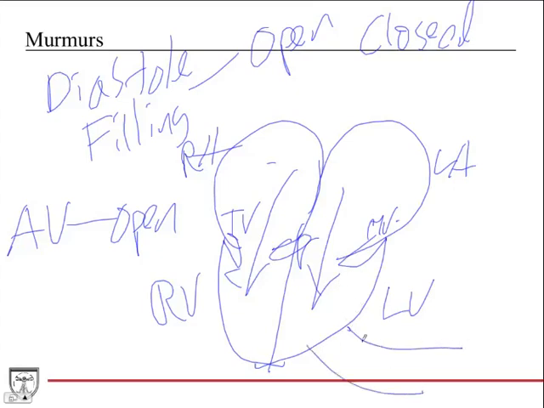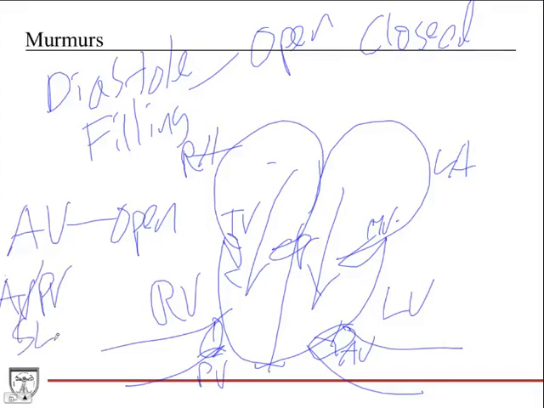Then you have your aortic valve and your pulmonic valve. So aortic valve and pulmonic valve, or semi-lunar valves, should be closed, okay? They're filling. The pressure is not higher in the ventricle yet than the pressure in the great vessels.